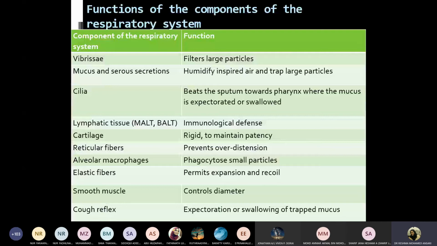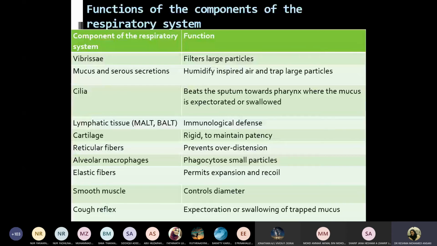Then you will have a lot of mucus and serous secretion, which humidifies inspired air as well as traps large particles. Cilia: the function is to beat the sputum towards the pharynx, where the mucus is expectorated or swallowed. From the nose, the cilia beat towards the mouth. From the trachea, the cilia beat towards the mouth. So the direction changes. Remember that. From the nose, the cilia don't beat out of your nostrils. They beat towards the pharynx. They will push it down. From the trachea, they will push it up so that everything comes out through the oral cavity.